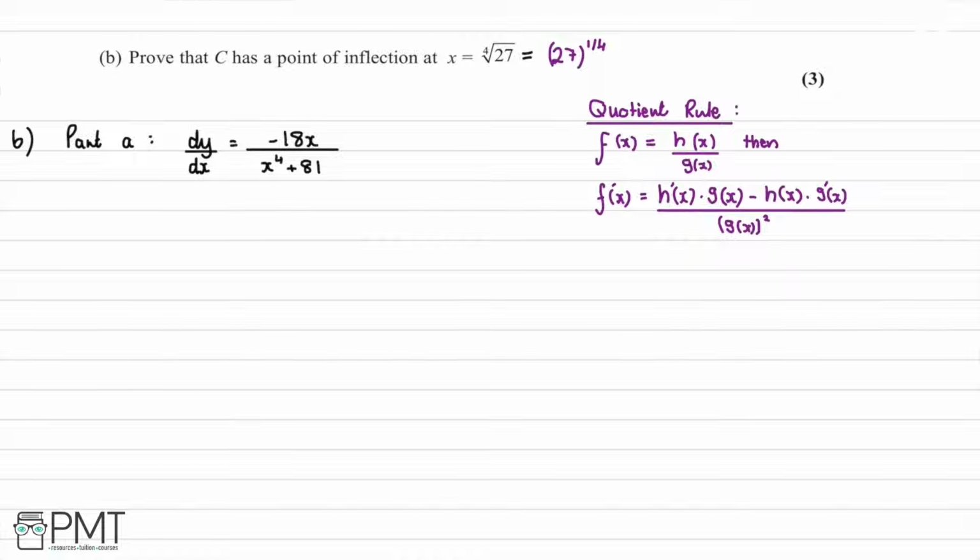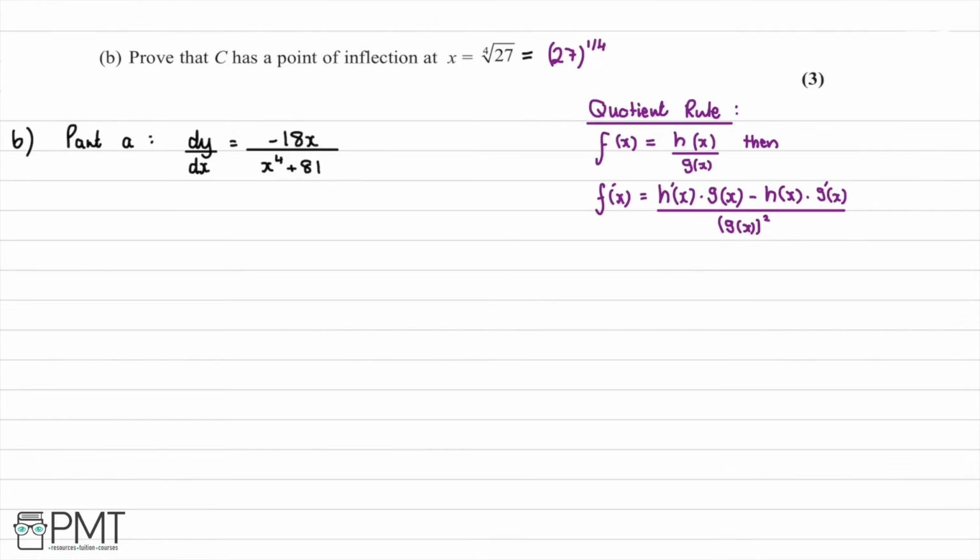So we know from part A that we have an expression for dy by dx, and that is negative 18x over x to the power of 4 plus 81. And what do we need to do here? So we're asked to prove this here is a point of inflection. So what does this involve? So what we want to do is differentiate again to find the 2nd derivative.